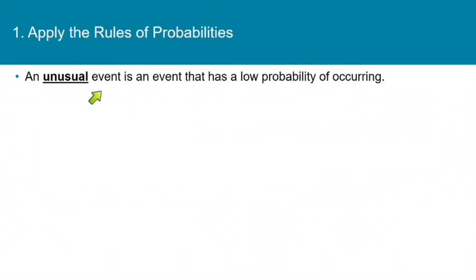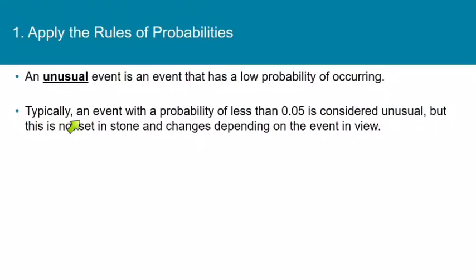Now, an unusual event is any event that has a low probability of occurring, and we have to put a number on that so that we're all thinking the same. Typically, an event with a probability of less than 0.05 is considered unusual, but this is not set in stone, and it does change depending on the event in view.